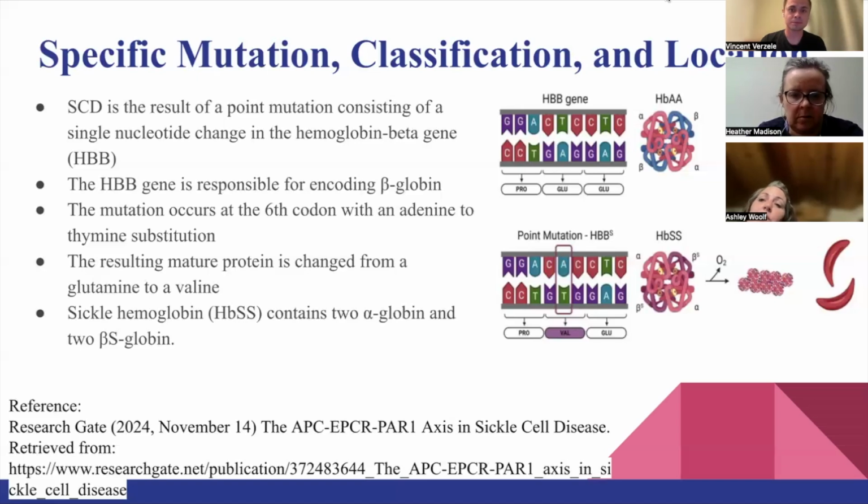Sickle cell hemoglobin contains 2 alpha globins and then 2 of the mutated beta S globins. And upon deoxygenation, the presence of the hydrophobic valine residue on the mutated form causes the molecules to polymerize, leading to stiffening of the red blood cell, making it very difficult to carry oxygen, as well as shortening the lifespan of the cell itself.